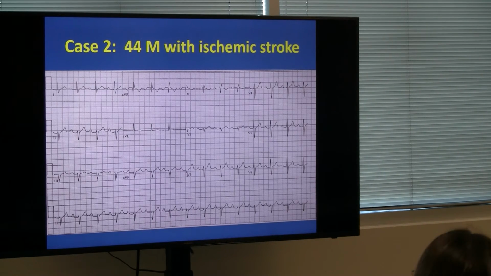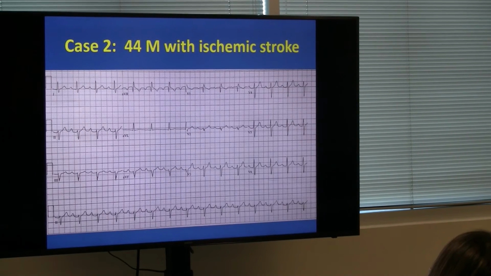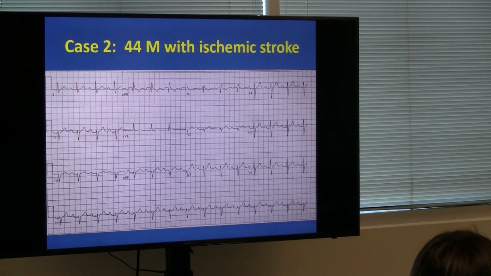A 44-year-old male with stroke, pay close attention. You see the slurring of the QRS axis in here also. A little bit of incomplete right bundle pattern, but the axis is different in this one. This one is a left axis deviation rather than a normal axis. So this is a classic ECG for an ostium primum ASD.